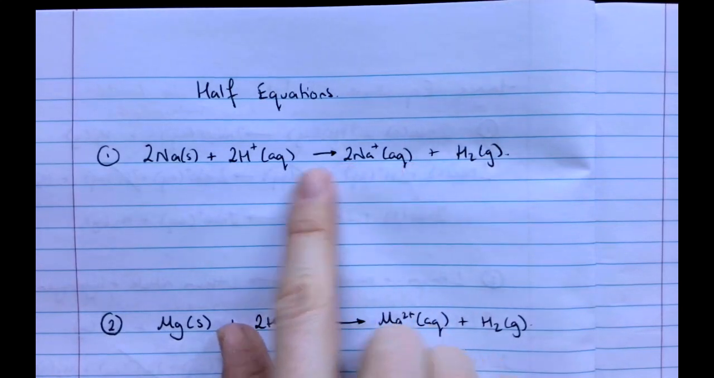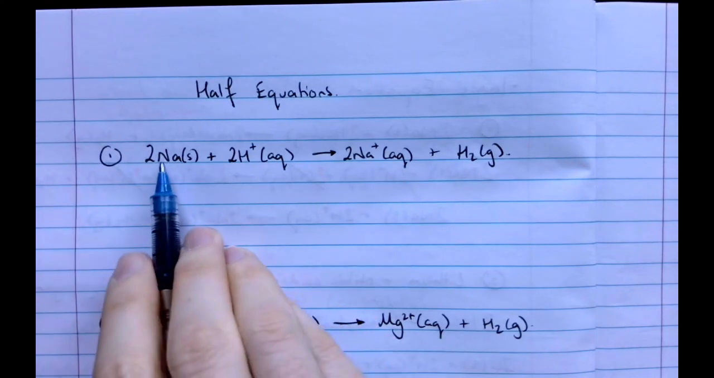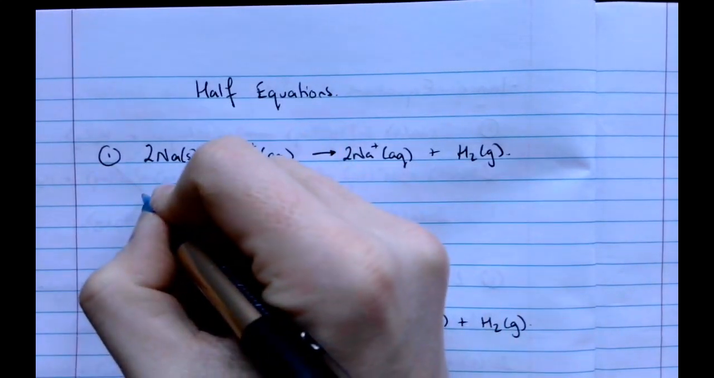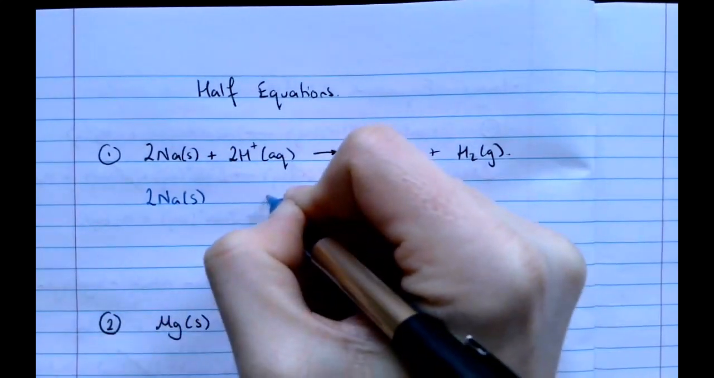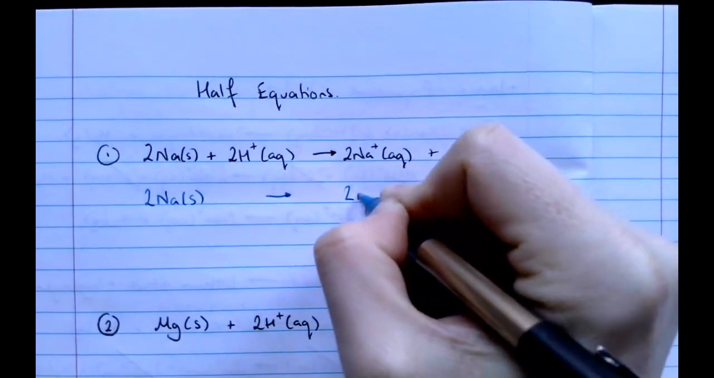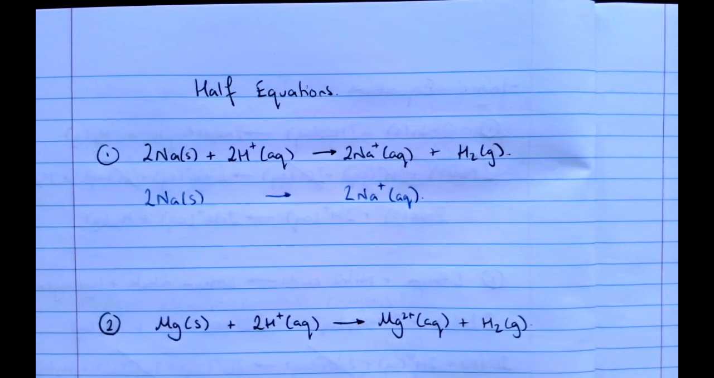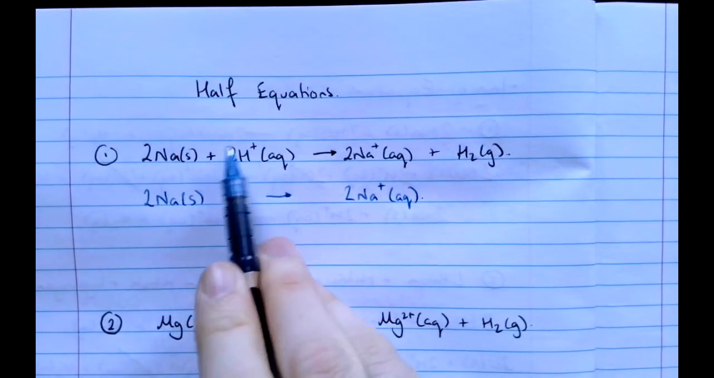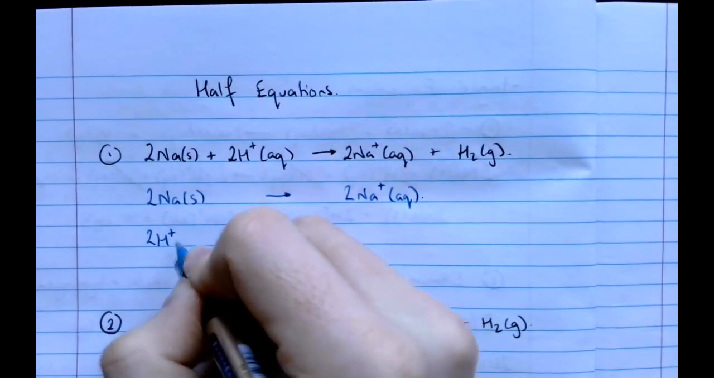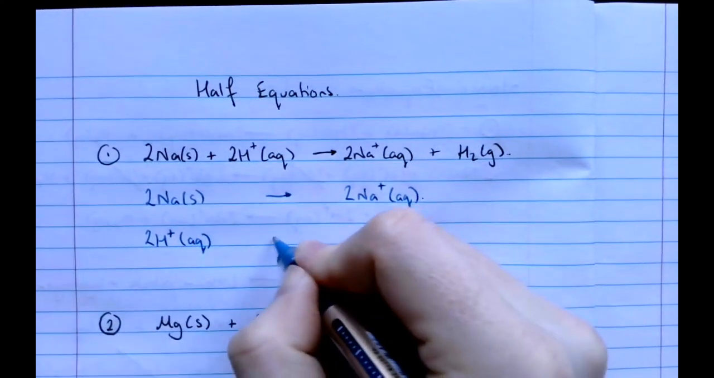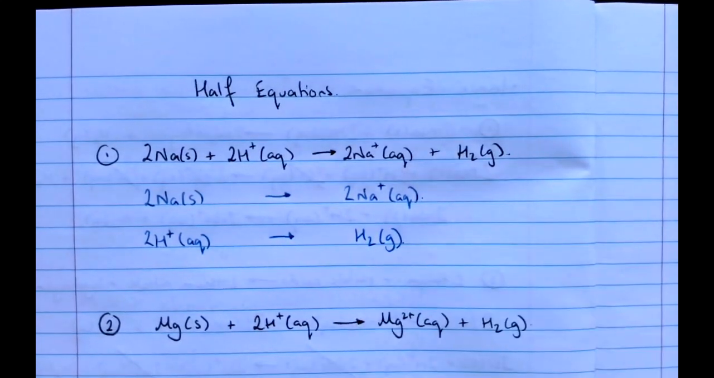Now we can separate this into two halves. So if we look at what happens to the sodium first, we have 2Na solid goes to make 2Na+ aqueous. And if we look at what happens to our hydrogen ion, it is 2H+ (aq) goes to make H2 gas. So, how does this happen?